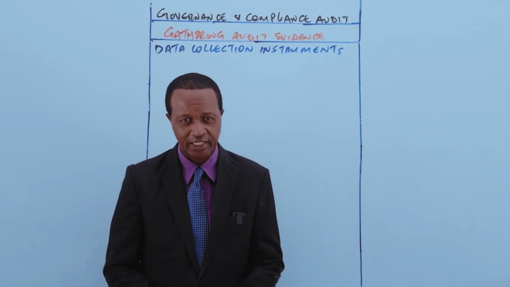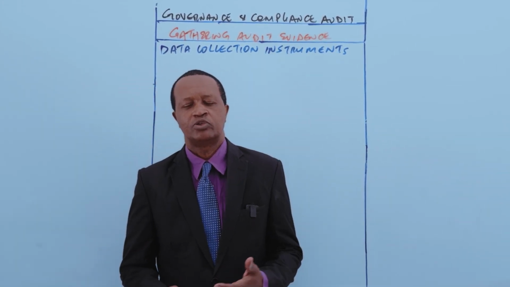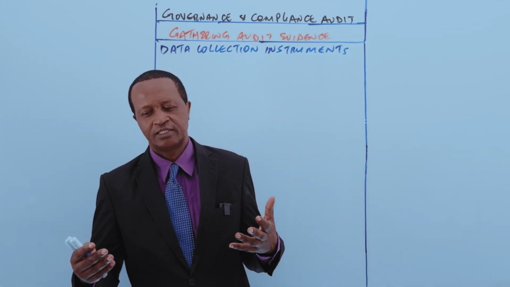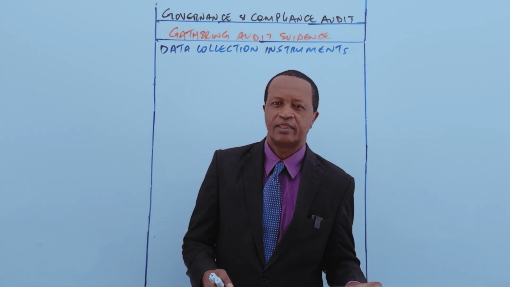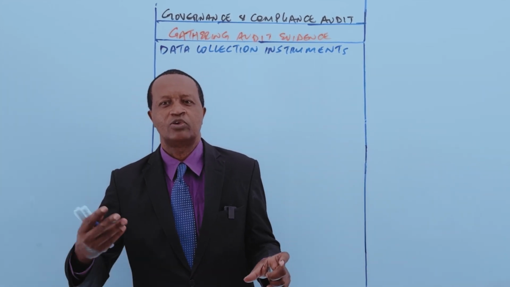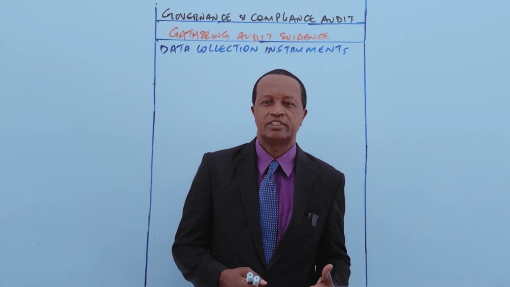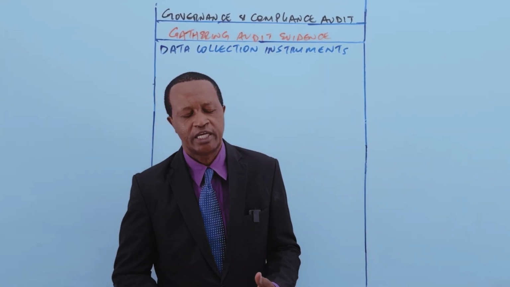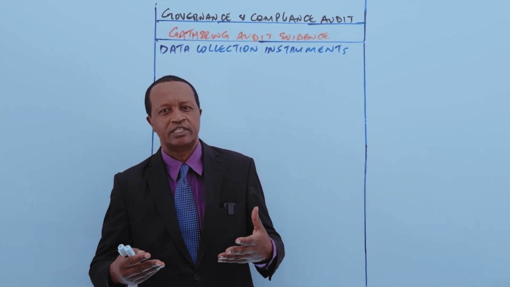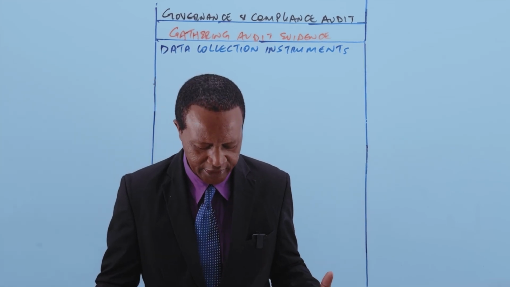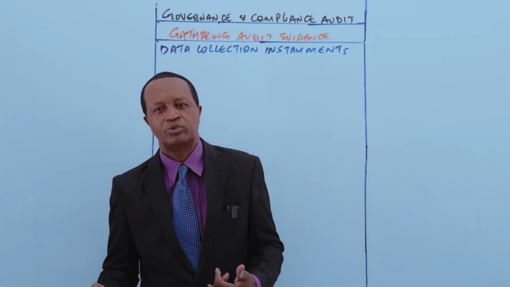Today, we are going to analyze the data collection instruments. Because when collecting evidence, the auditor has to use certain instruments. An auditor uses various data collection instruments to gather evidence for governance and compliance audit. And these tools help the auditors to systematically and objectively collect the information that is needed to assess an organization's adherence to rules, regulations, and internal policies.